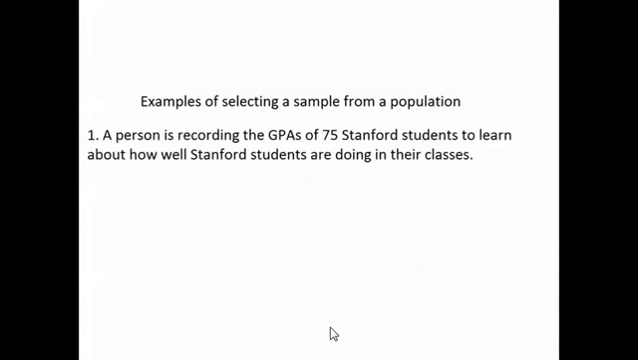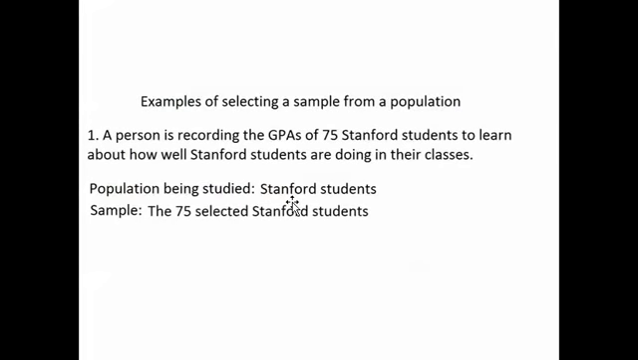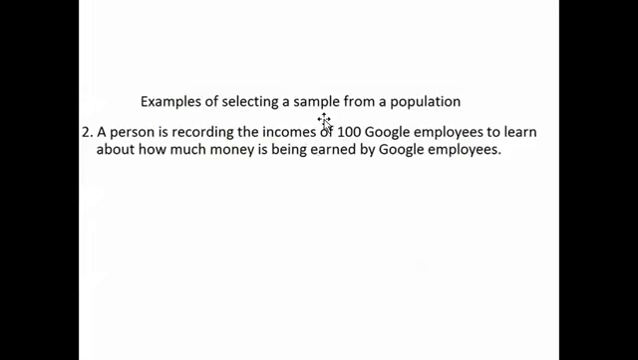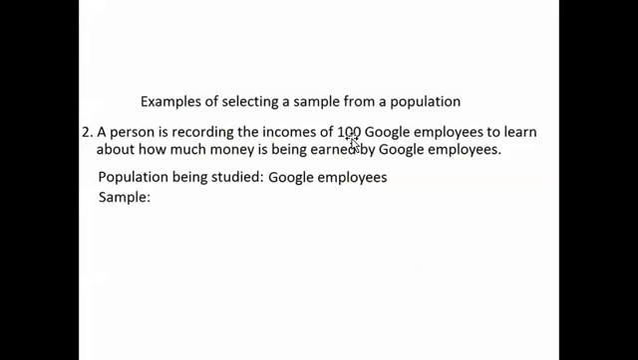Here are some examples of selecting a sample from a population. If a person records the GPAs of 75 Stanford students to learn about how well Stanford students are doing in their classes, then the population that's being studied is all Stanford students. This researcher is trying to reach a conclusion about Stanford students. The sample is the 75 selected Stanford students who are providing data to the researcher by taking the survey. If another person is interested in how much money is being earned by Google employees, if that person goes out and finds 100 Google employees who are willing to take a survey, and those 100 people tell the researcher how much money they're earning, then the population that's being studied is Google employees because the researcher is interested in reaching a conclusion about Google employees, and the sample is just the 100 selected Google employees who are actually taking the survey and providing data to the researcher.